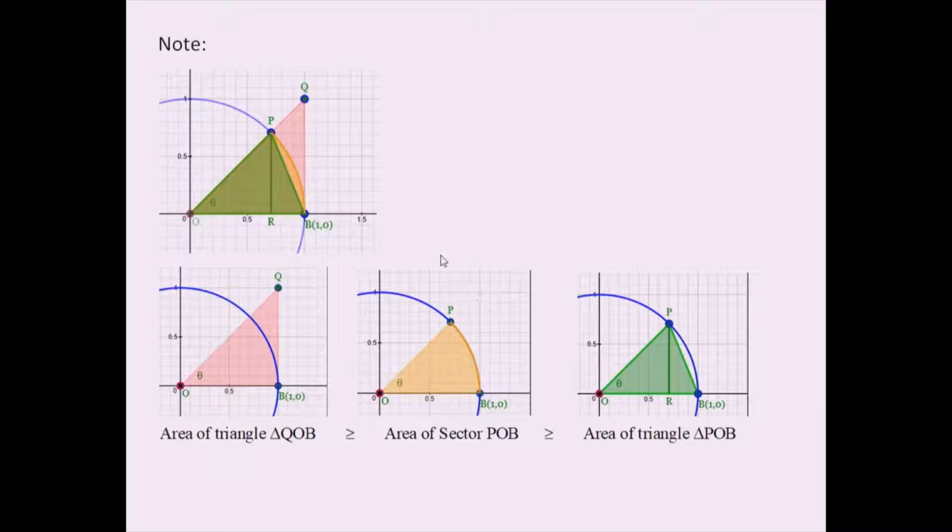So from the graph, we saw that the area of the large triangle QOB is greater than the area of the sector, and the area of the sector is greater than the area of the small triangle POB.